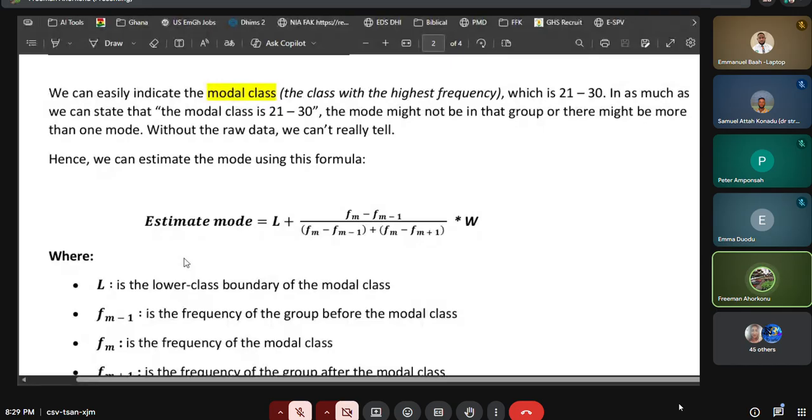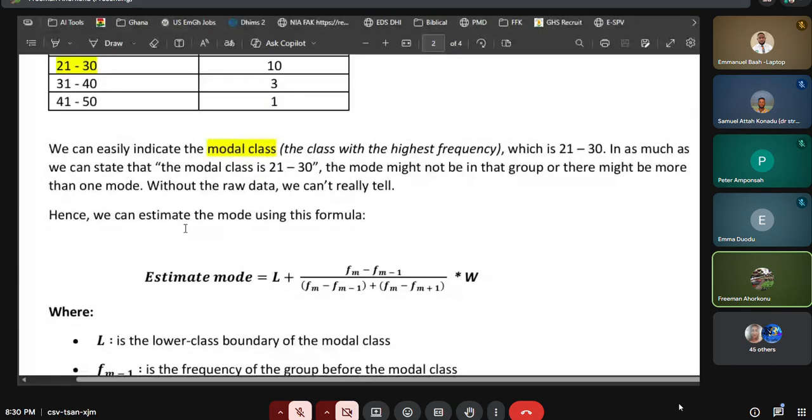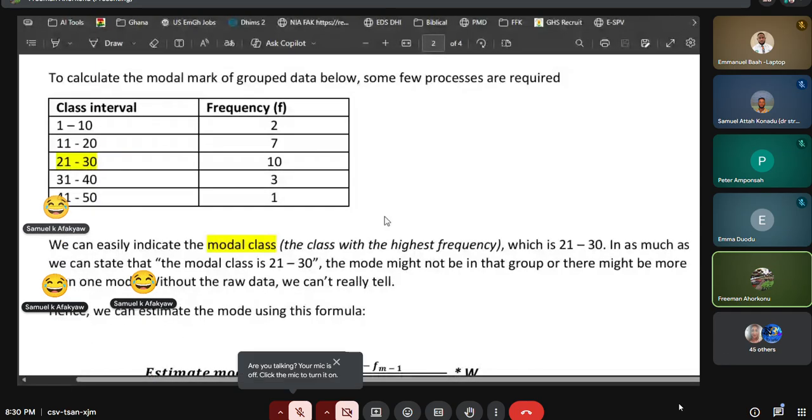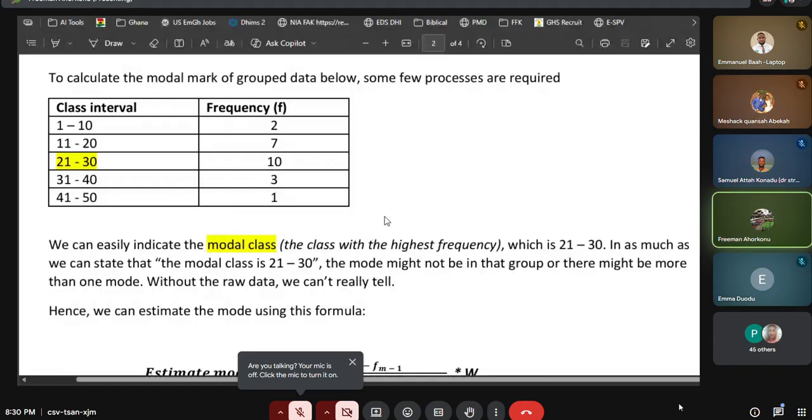I will not ask if there is any question because before I even finish briefing, somebody already said I should go over the whole thing. Please don't allow this thing to confuse you. It's nothing difficult. Take your time and look at it very well.